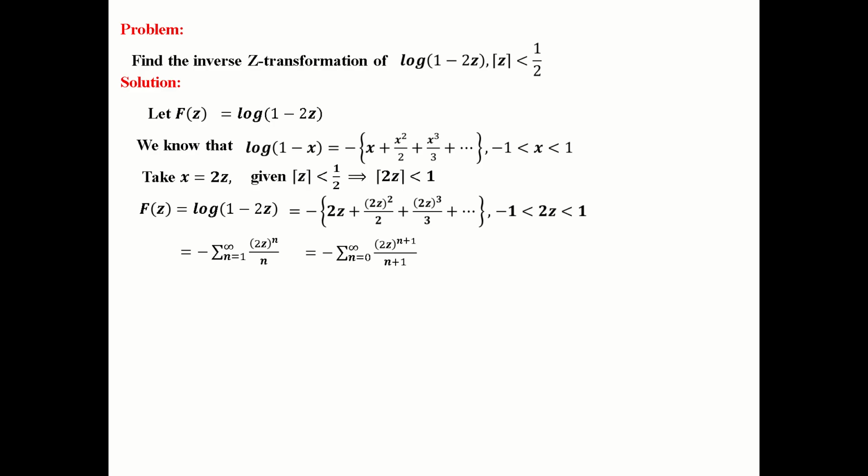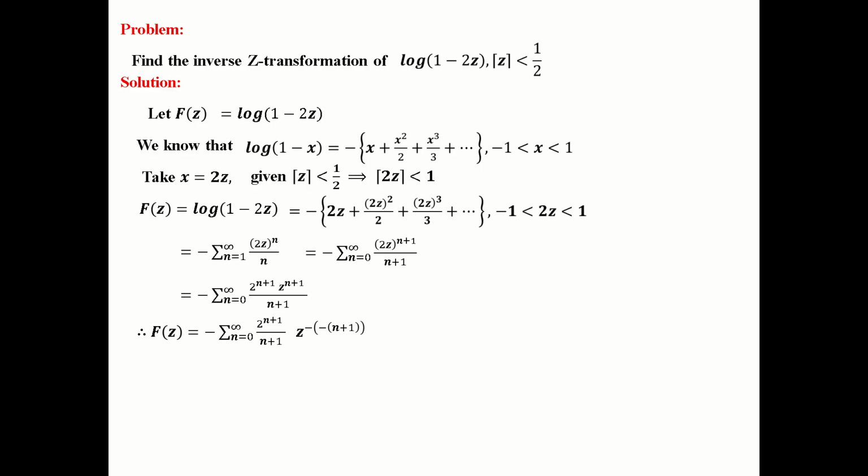Because you need n equal to 0, and the summation was starting from n equal to 1, replace n by n plus 1. Taking the plus 1 to the other side, you will get n equal to 1 minus 1, that is 0 automatically. That is why we replace n by n plus 1, separating the power: 2 power n plus 1, z power n plus 1, by n plus 1. So F of z is equal to minus summation n equal to 0 to infinity 2 power n plus 1 by n plus 1, then z power minus of minus (n plus 1).